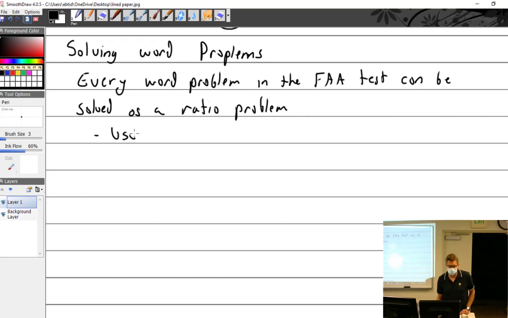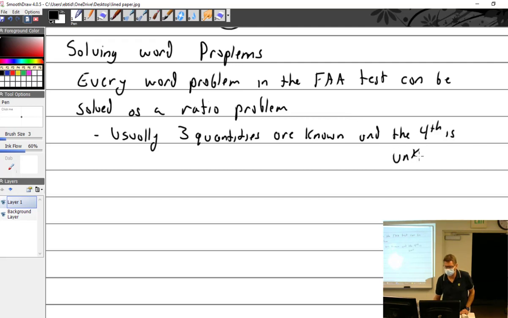So usually, and by usually I mean always, 3 quantities are known, and the 4th is unknown. So all I gotta do is find the fourth.